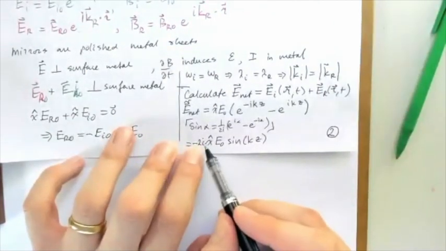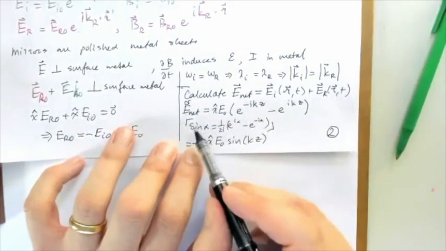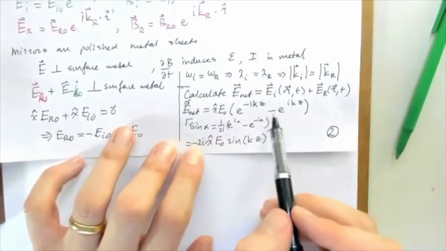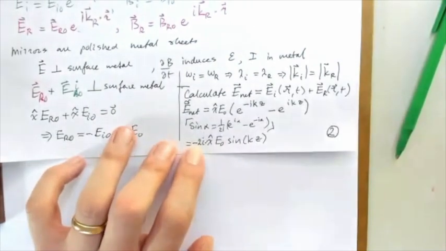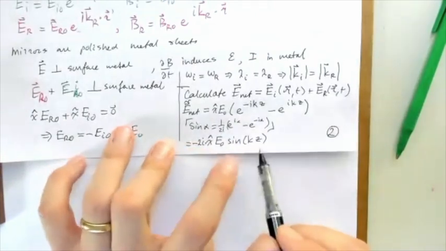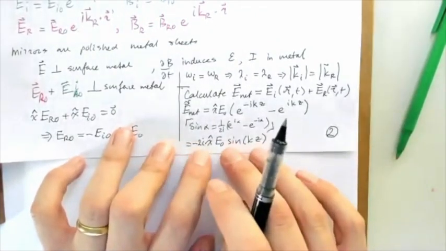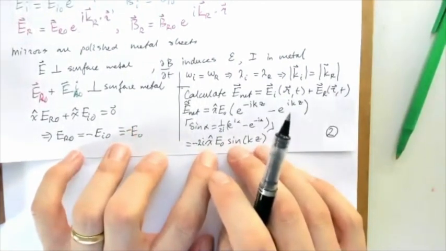So the i and the 2i come from the fact that this is the definition for the sine, so we're missing a factor 2i, and the minus here comes from the fact that in these two terms the signs are reversed with respect to this one. Okay, so this is a very interesting expression. I hope that you see that. This is a standing wave.